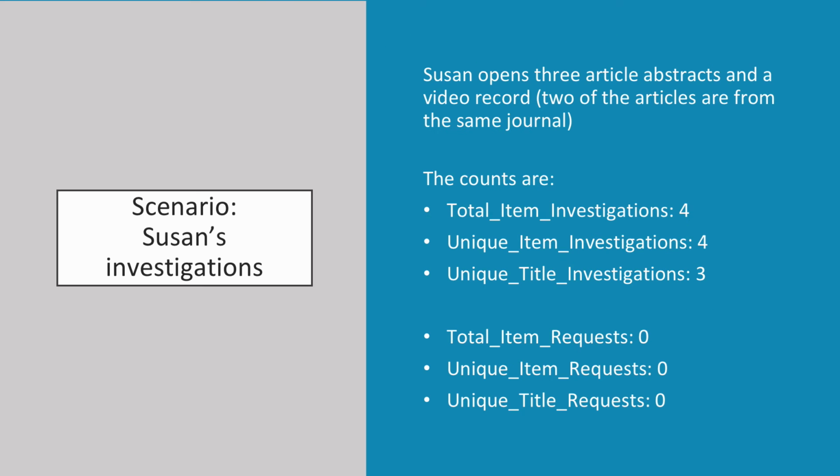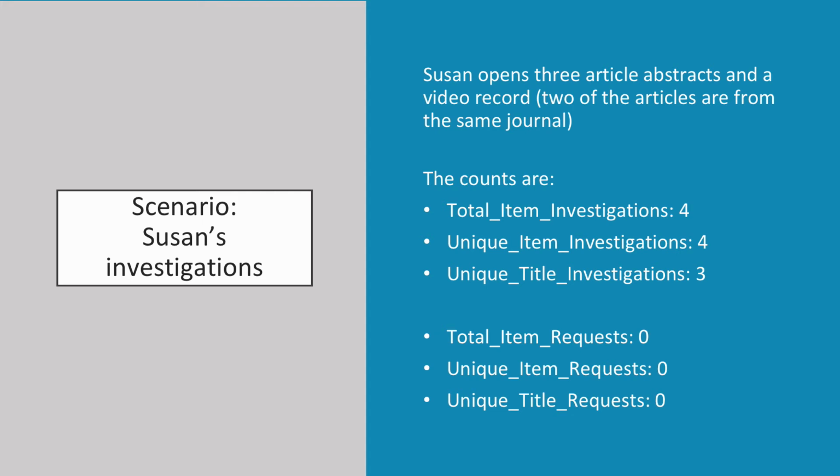This scenario explains how user actions are counted and reported as requests or investigations. Our user, Susan, is researching the history of antibiotics on publisher platform Alpha. From a list of search results, she opens 3 article abstracts and a video record. All 4 records are different, but 2 of the articles are from the same journal.